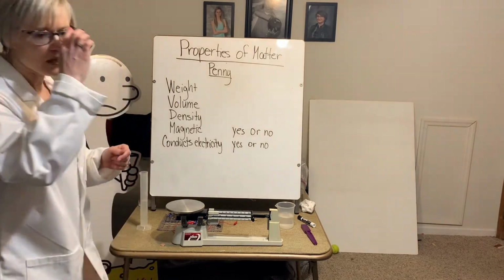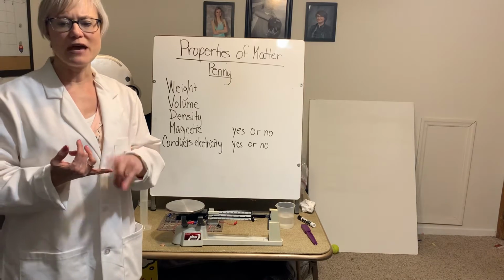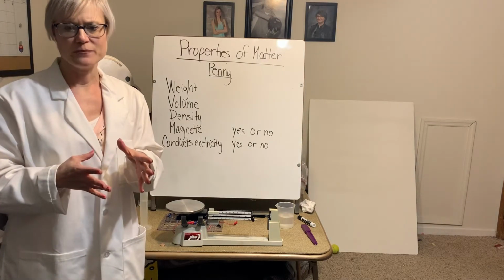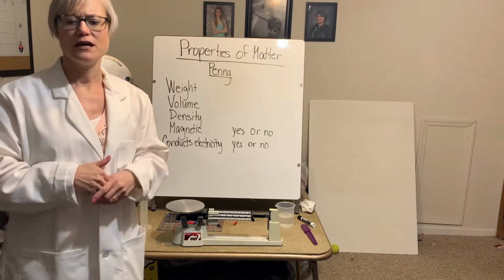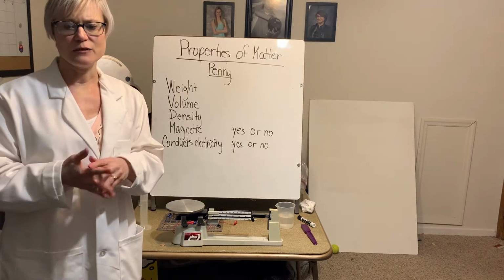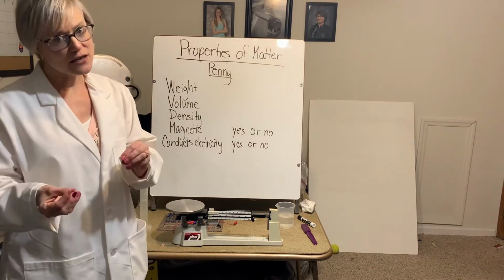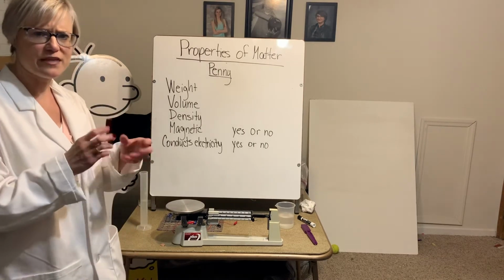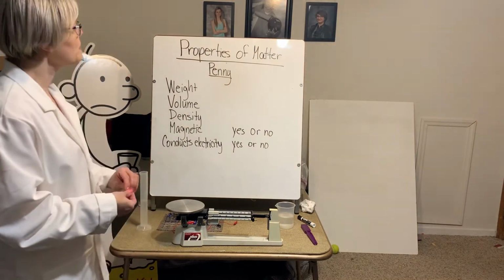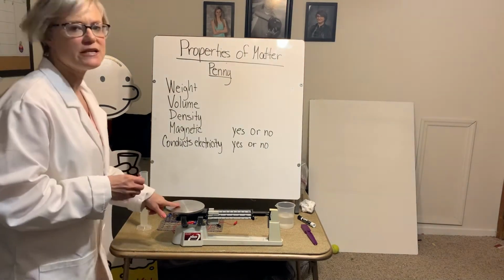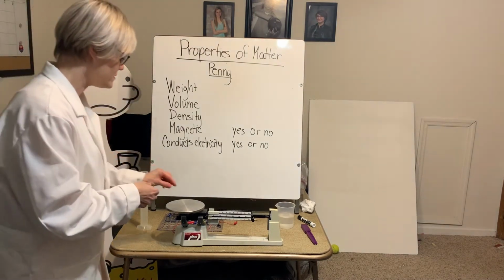All right, so we also had volume, and volume is the amount of space an object takes up, and that's measured length times width times height. And then we also had the density of an object, and that determines an object's ability to sink or to float. So we're going to play around with that today, and we're going to find the properties of a penny. So I've got my scale here, and the first thing I'm going to do is find the weight of the penny.